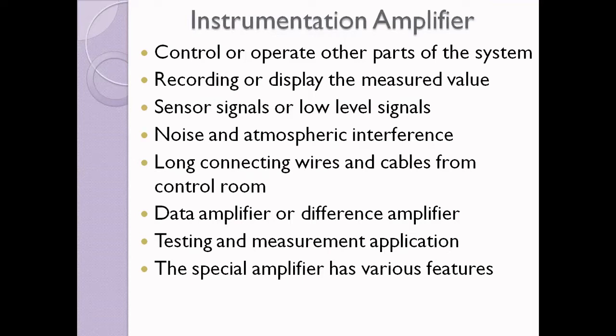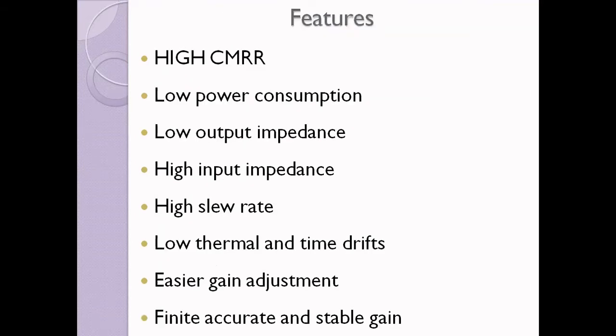Next, for example, I want to measure the boiler temperature. It is in one place and your control room is in another place. The sensor is placed in the boiler, and the sensor output is connected to the control room through long cables. So we have to convert it into a high signal. It is a special amplifier. It has a lot of features. These are some features of the instrumentation amplifier.